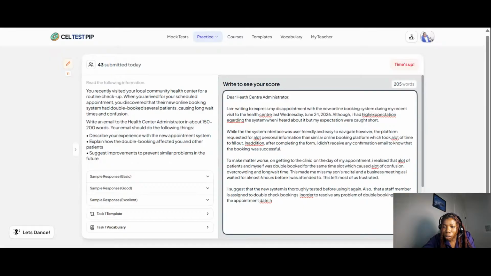Said that the new system is, also that before using it again, a staff member. I'm trying to remove ones that I can remove. This is how you check. Make sure that no matter what you do, you do not exceed your 204 words. That's you not listening to the requirement. You will lose marks. They will not say it's because you wrote too much. A staff member is assigned to double check the bookings. And to resolve any problem before the booking date, I can remove this instead of stating it again.